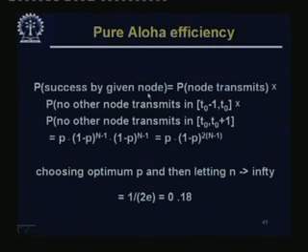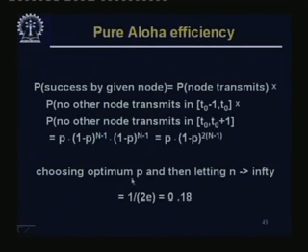P of success by a given node is equal to the probability that the node transmits, multiplied by the probability that no other node transmits in T0 minus 1 to T0, multiplied by the probability that no other node transmits in T0 to T0 plus 1. So, this is P into (1 minus P)^(n minus 1) into (1 minus P)^(n minus 1) once again, both of them. So, P into (1 minus P)^(2(n minus 1)).